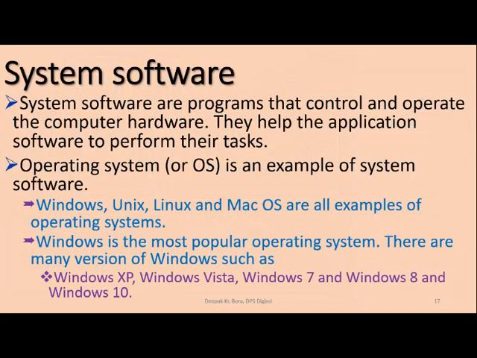System software. System software are programs that control and operate the computer hardware. They help the application software to perform their tasks. Operating system or OS is an example of system software. Windows, Unix, Linux, and Mac operating system are all examples of operating system. Windows is the most popular operating system. There are many versions of Windows such as Windows XP, Windows Vista, Windows 7, Windows 8, and Windows 10. Windows 10 is the latest one.